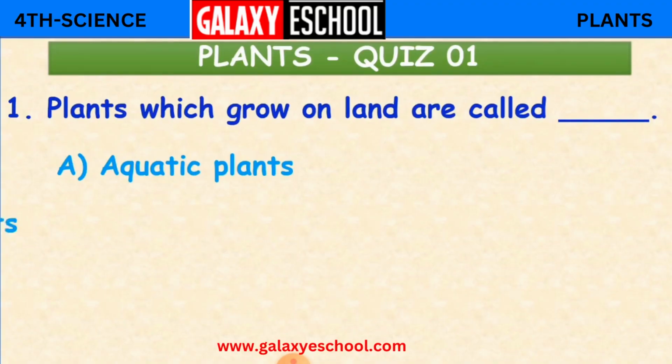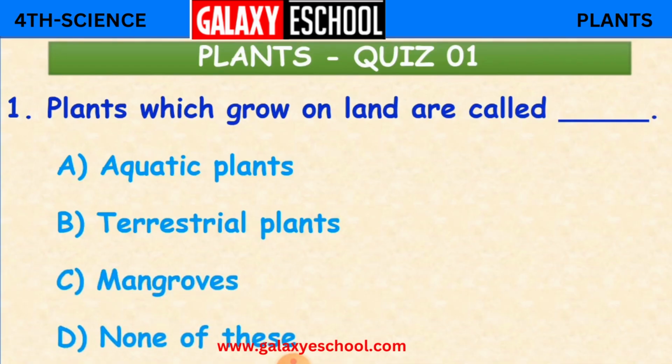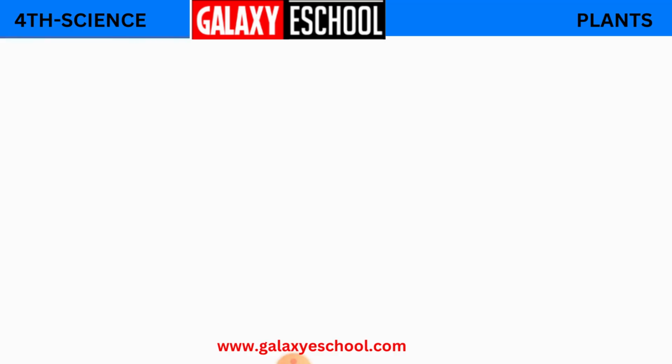Plants which grow on land are called what? Option A is aquatic plants, B is terrestrial plants, C is mangroves, D none of these. Land, in the sense, what meaning do we get? Terrestrial. So the answer is terrestrial plants. Got it, children? We'll go to the second question.